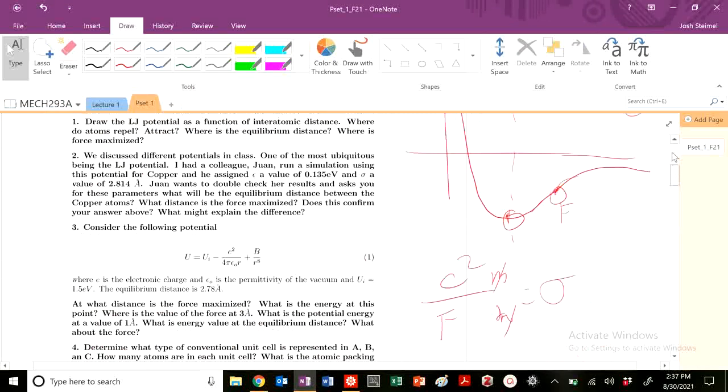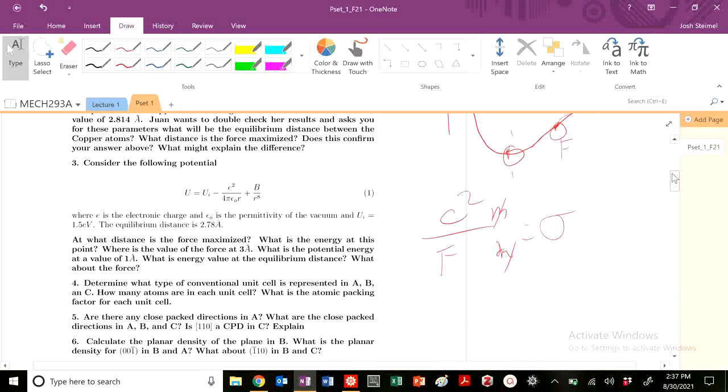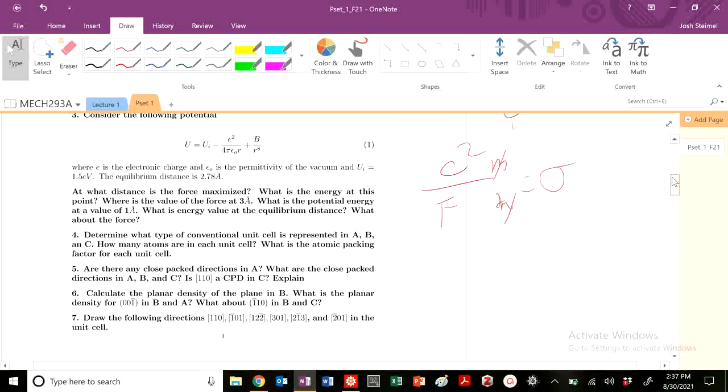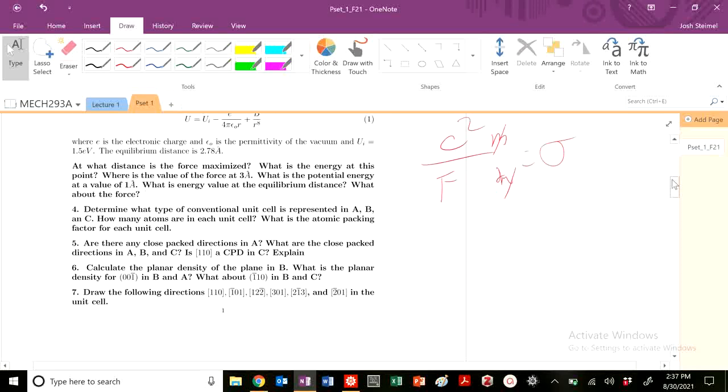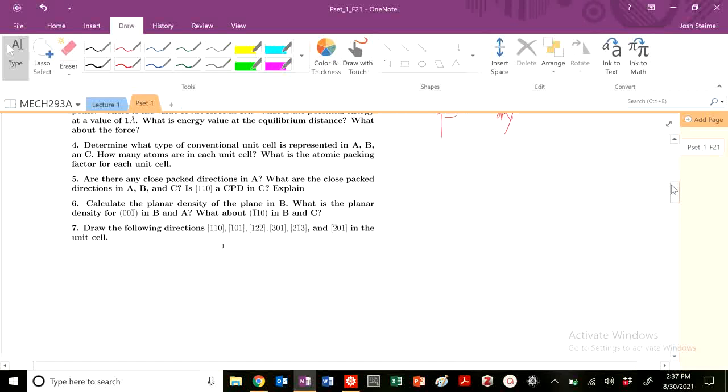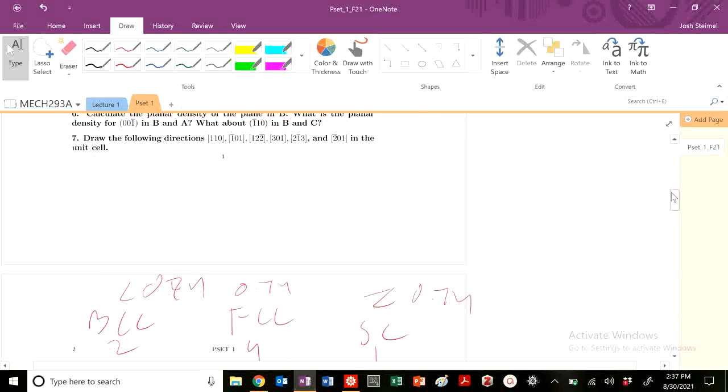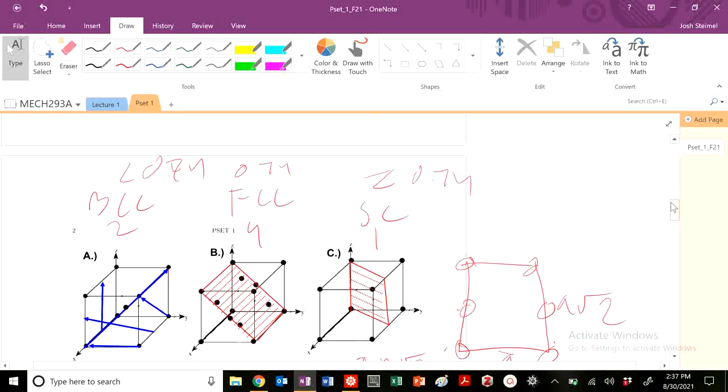Well, let's see what the other questions are. What is the planar density of 001 in B and A? So if I'm looking at B, my 001, I'm going to actually redo this. This is going to be my new origin for B and A.